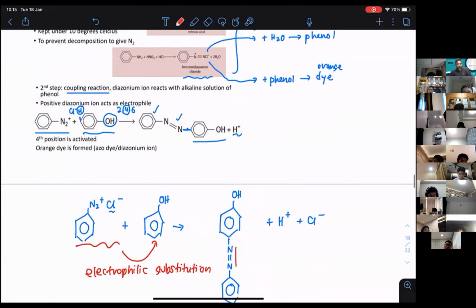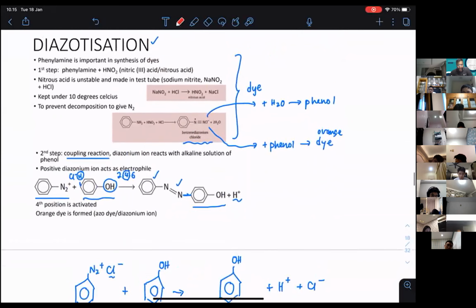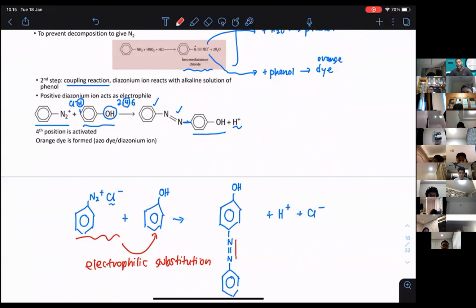And here, you do notice that they didn't use any form of catalyst. Why? We will explore it later. Phenol is a very special molecule. It does not require a catalyst because the reaction can really happen without the catalyst. We will explore that later.